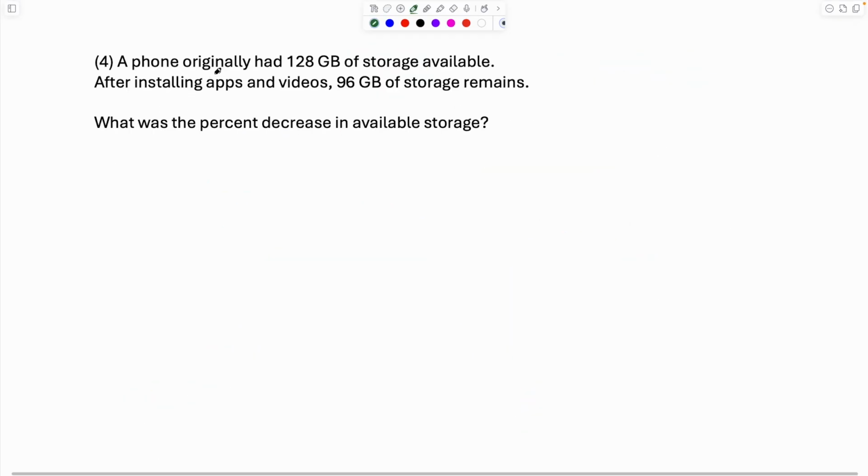Question 4. A phone originally had 128 gigabytes of storage available. After installing apps and videos, 96 gigabytes of storage remains. What was the percent decrease in available storage?